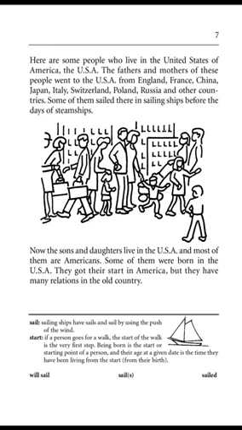Page 7. Here are some people who live in the United States of America, the USA. The fathers and mothers of these people went to the USA from England, France, China, Japan, Italy, Switzerland, Poland, Russia, and other countries. Some of them sailed there in sailing ships before the days of steamships. Now the sons and daughters live in the USA, and most of them are Americans. Some of them were born in the USA. They got their start in America, but they have many relations in the old country.